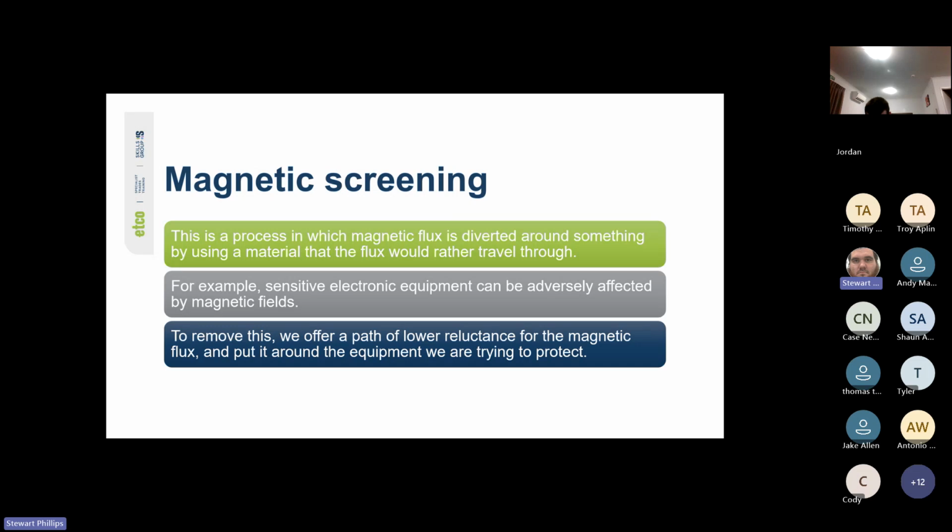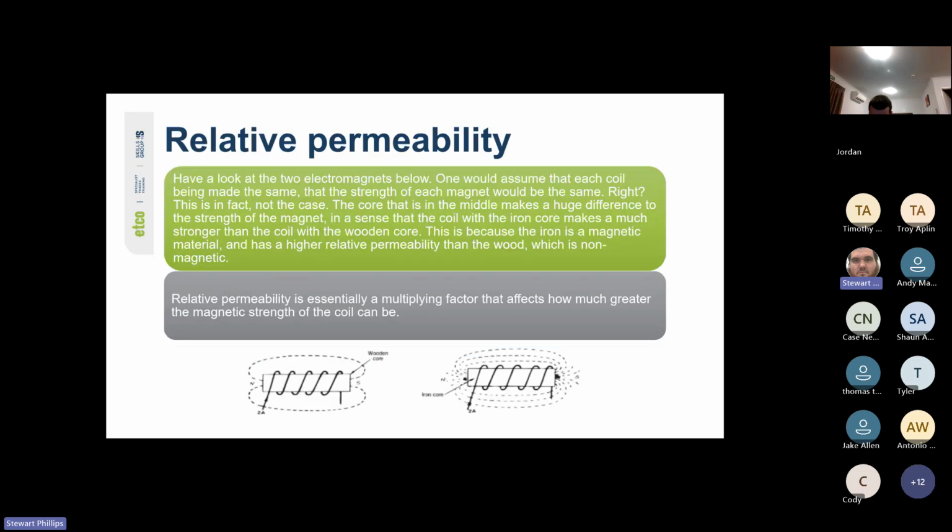Cool. So moving on from that lovely topic. So relative permeability. You have a look at the two electromagnets below. One would assume that each coil being made the same, the strength of each magnet would be the same. This is in fact not the case. The core in the middle makes a huge difference to the strength of the magnet, in the sense that the coil with the iron core is much stronger than the coil with a wooden core. This is because iron is a magnetic material and has a higher relative permeability than the wood, which is non-magnetic.